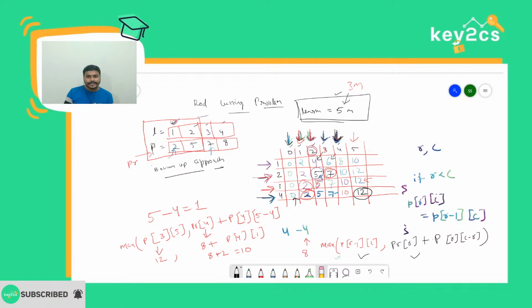I can take one 3 meter and one 2 meter. That will also make 5 meter. I can take one 3 meter and two 1 meter. That will also make 5 meter. So which combination have we taken to get this profit 12? That is the question here. Solving the problem might be a coding problem, but in interviews they might ask you to just construct the table, give the solution, and tell which combination you have taken.